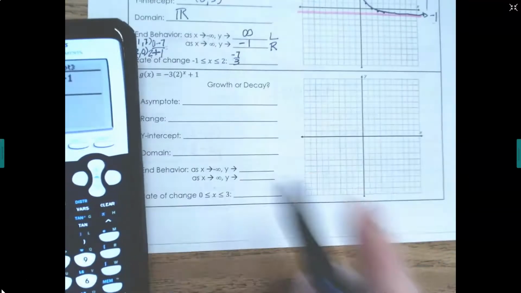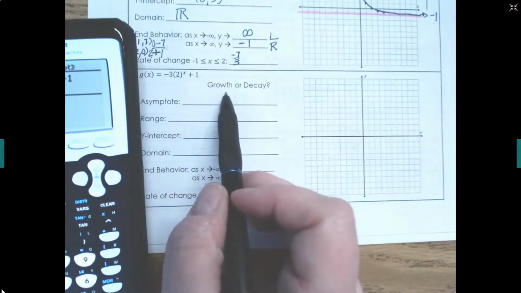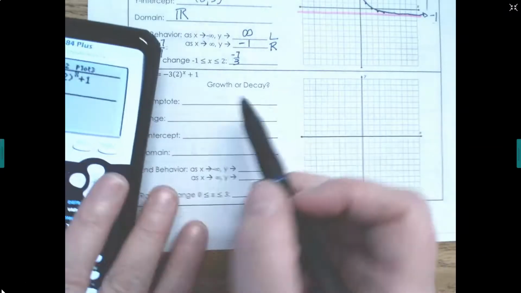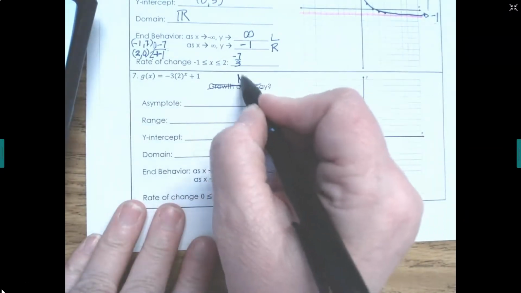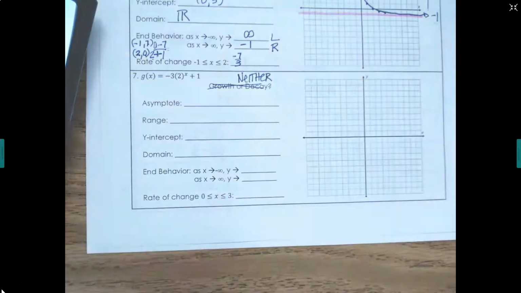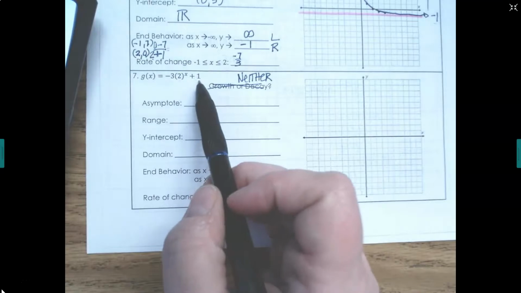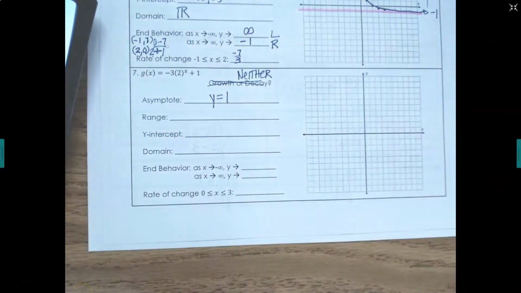Okay, so let's take a look at our equation. So the b value is more than 1, so you would think growth, but once we have this inverse, for our Algebra 1 world, we're just going to call it neither. When it's underneath the asymptote because it reflected over, it's neither growth or decay. Okay, we're just going to call it that. You'll learn more about that in Algebra 2. So our asymptote, it's our last number, is at y equals 1.